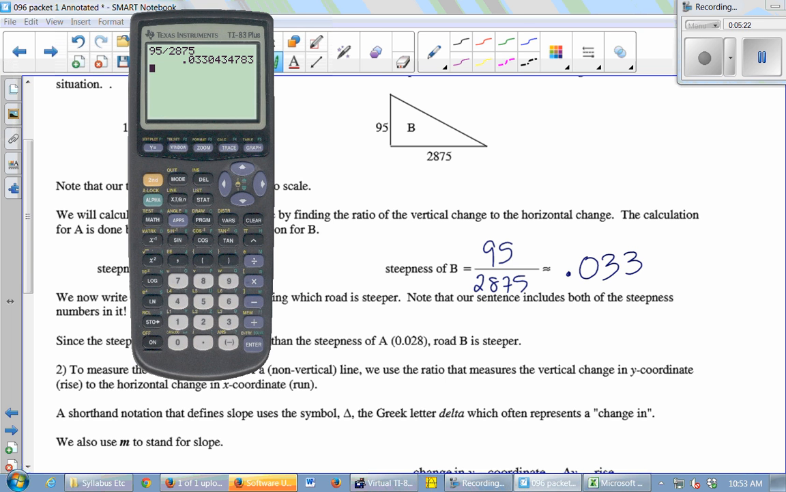You might notice that that equal sign is kind of squiggly. That means approximately equal to. I wrote approximately equal to because I rounded this number. It's not exactly equal to that because that's the rounded value.